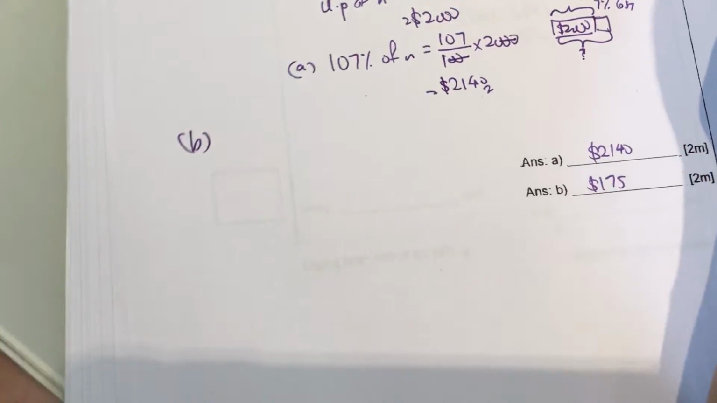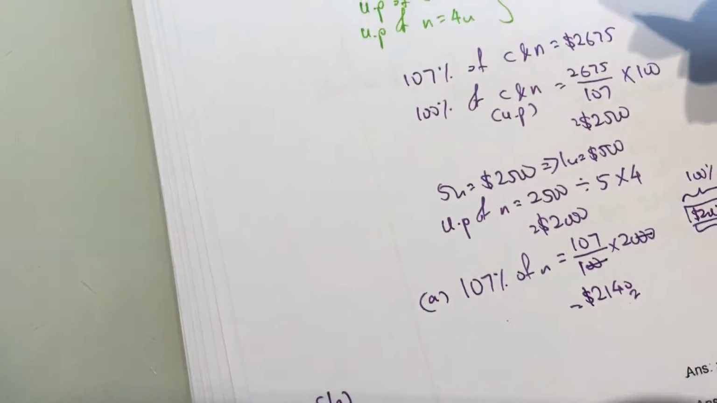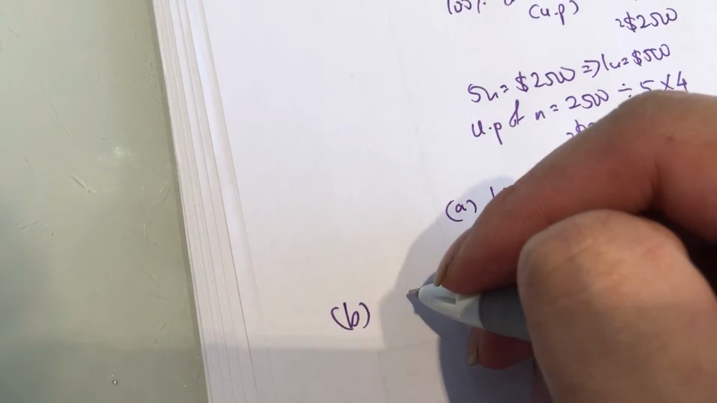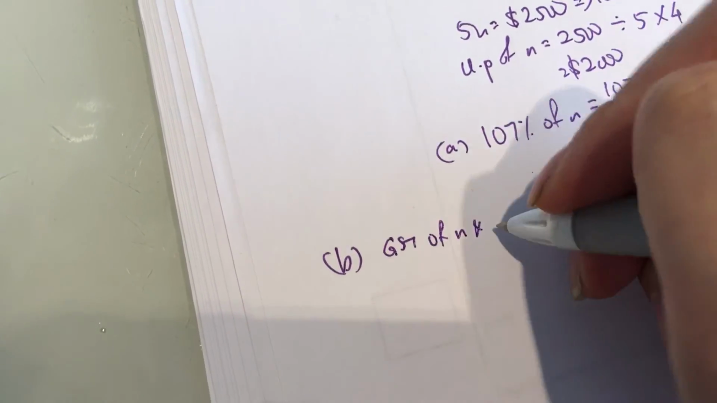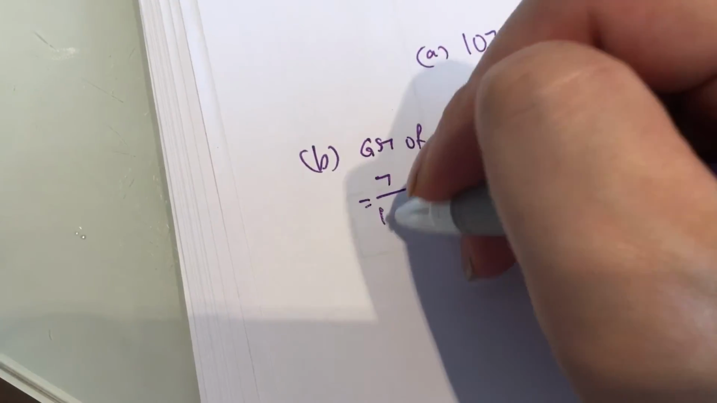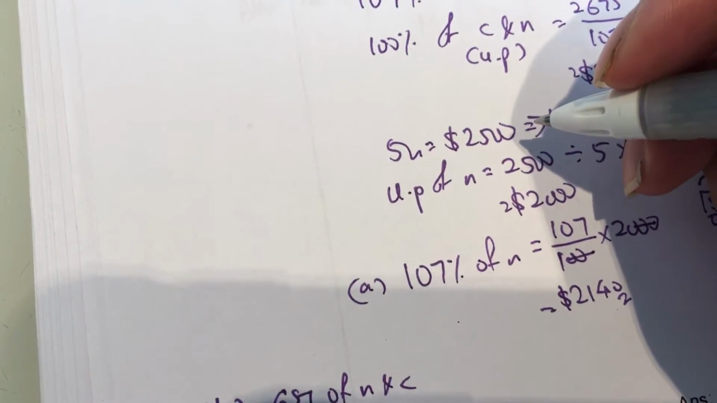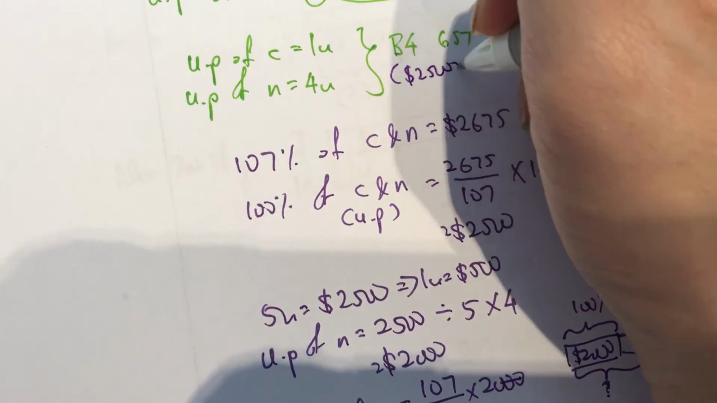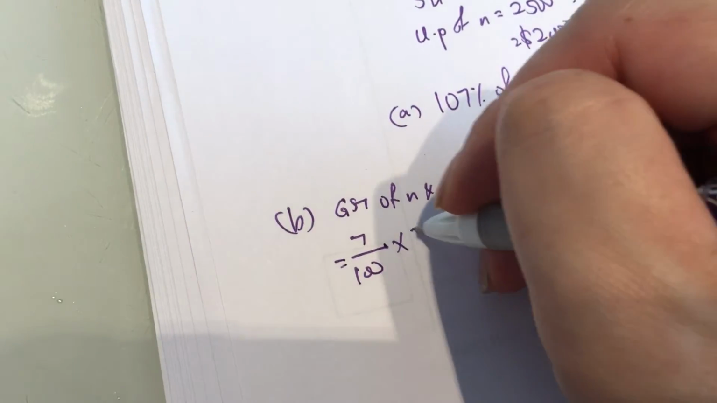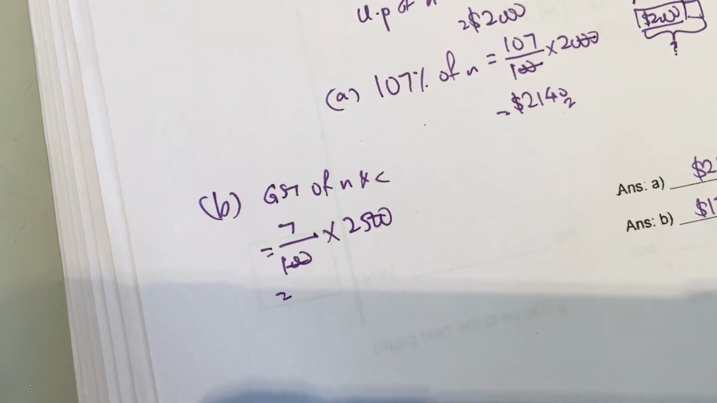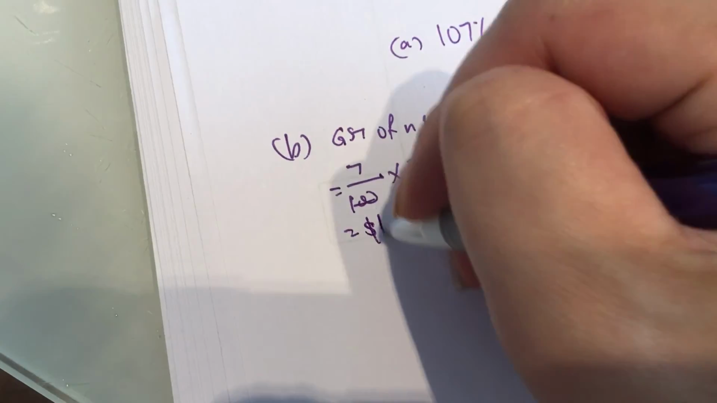What about part B? They want the total GST paid on the 2 items. So let me see. Since GST is 7%, so we can find GST of N and C will be 7% over 100 times the total usual price, which is 2500. Yeah, because this 2500 is before GST. Alright, so times 2500, cancel, and 7 times 25 will be 175, and this is the answer for part B.